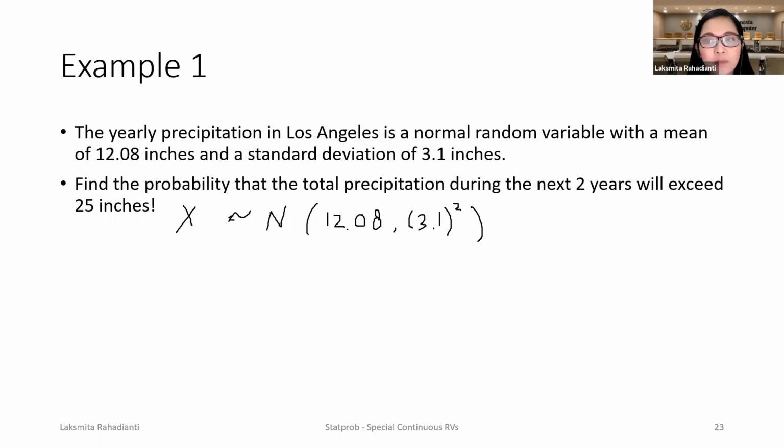So here it's a little bit unique because it says yearly precipitation. That means we have year 1, year 2, year 3, and so forth.